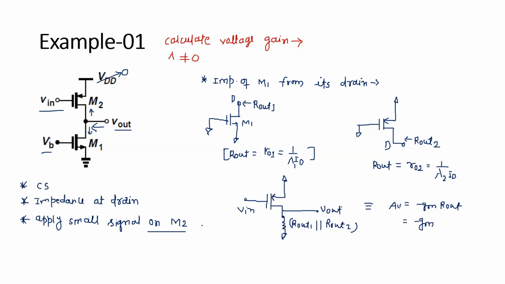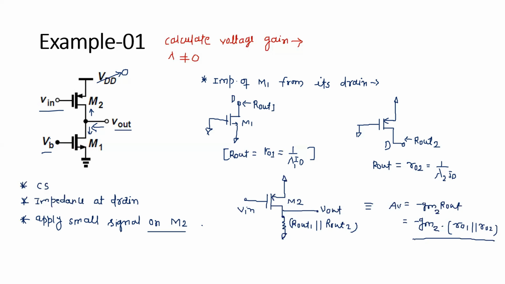What is the gm? This gm is for M2, because the main input is applied across M2, or we are calculating the gain from V in to V out for this M2 only. So it is nothing but gm2. I will write here gm2, and this R out is effectively R out 1 parallel to R out 2, so it is nothing but r_o1 parallel with r_o2. So this is the complete expression for the gain.